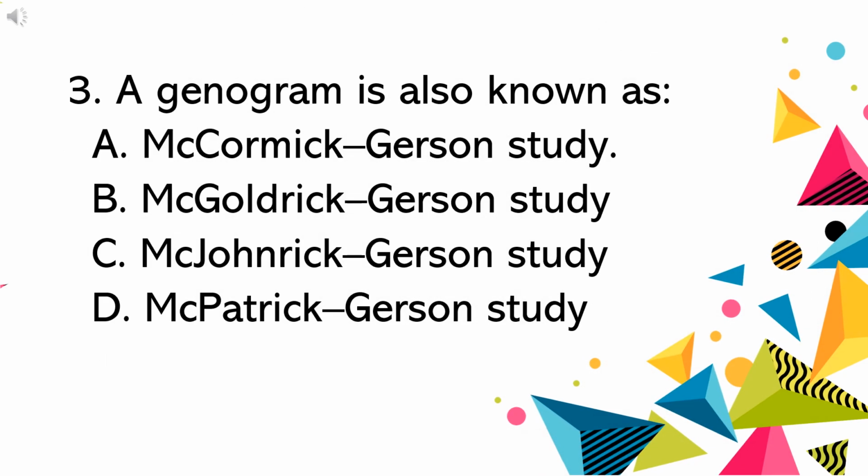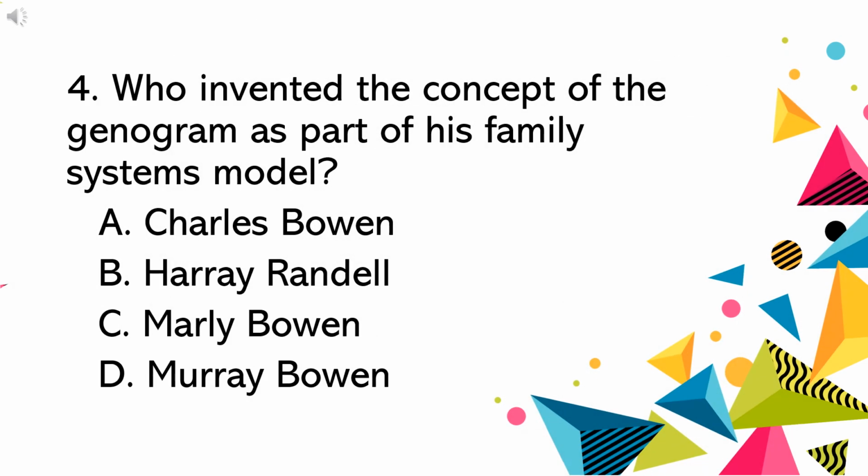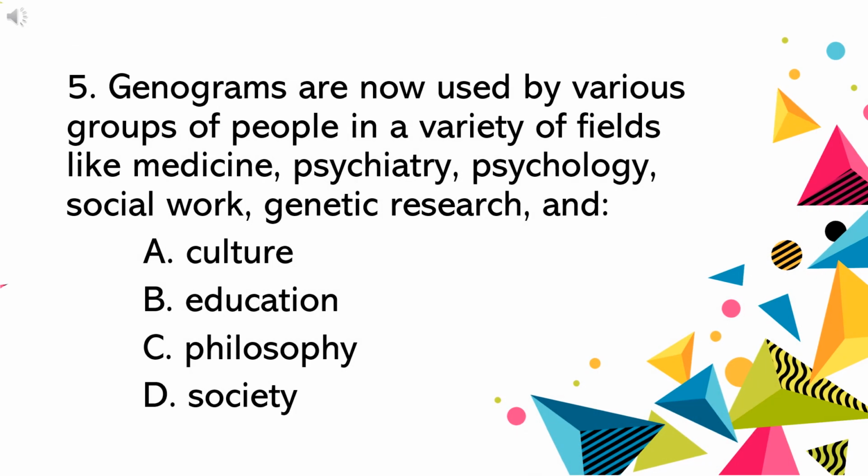3. A genogram is also known as A. McCormick-Gerson study, B. McGoldrick-Gerson study, C. McJohnrick-Gerson study, D. McPatrick-Gerson study. 4. Who invented the concept of the genogram as part of his family systems model? A. Charles Bowen, B. Hari Randall, C. Marley Bowen, D. Murray Bowen. 5. Genograms are now used by various groups of people in a variety of fields like medicine, psychiatry, psychology, social work, genetic research, and A. Culture, B. Education, C. Philosophy, D. Society.